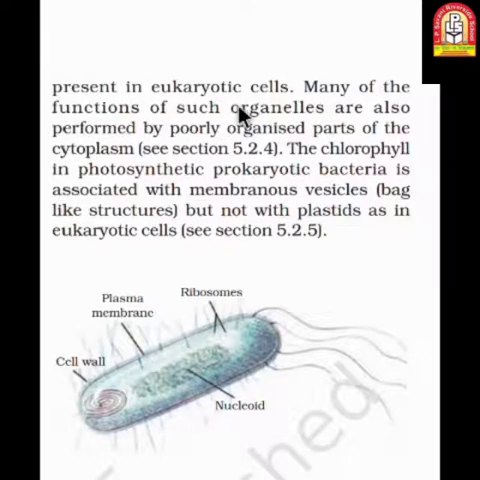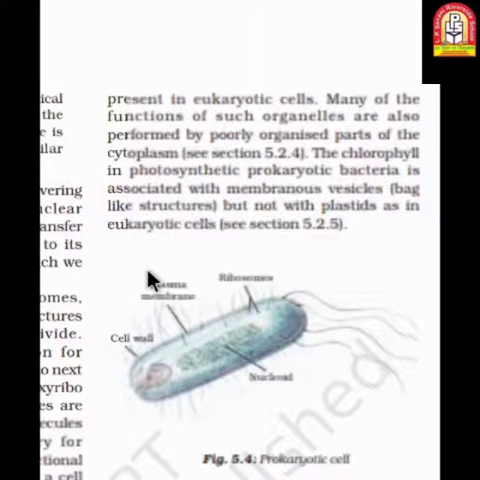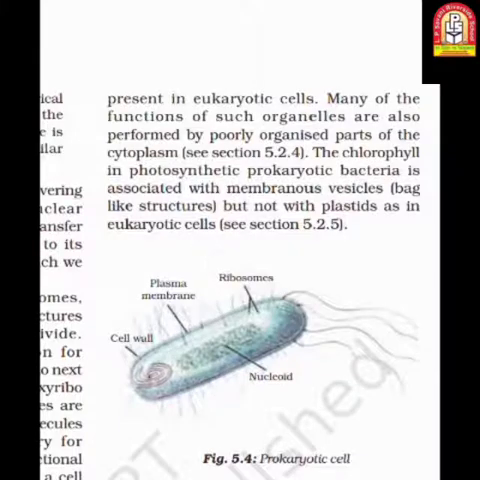Many of the functions of such organelles are also performed by poorly organized parts of the cell cytoplasm, but not with plastids as in the eukaryotic cell. It means because the prokaryotic cell doesn't have well-defined organelles and a separated nuclear membrane, all these functions are handled with the help of the cytoplasm only, and in the eukaryotic cell there are well-defined organelles which perform different functions as per their role. The cytoplasm, our next organelle, we will see in the next session.